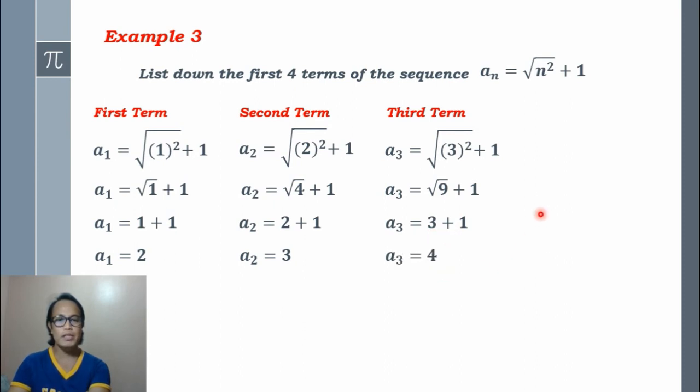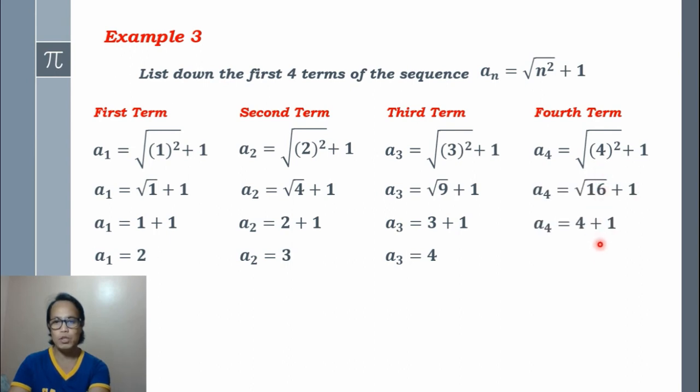Then we do the same process for the fourth term. So that is a sub 4 is equal to the square root of 4 squared plus 1. 4 squared is 16. Then the square root of 16 is 4 plus 1 is 5. So therefore, the first four terms of this given sequence are 2, 3, 4, and 5. Let's proceed to our last example.